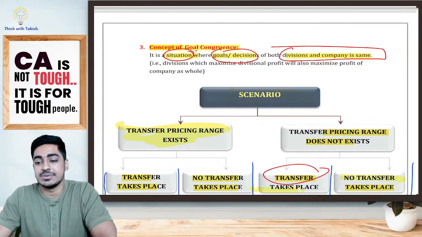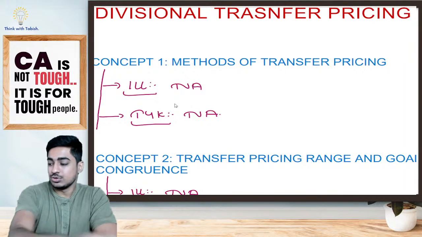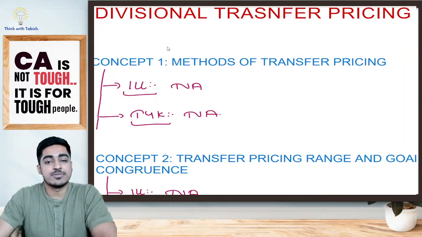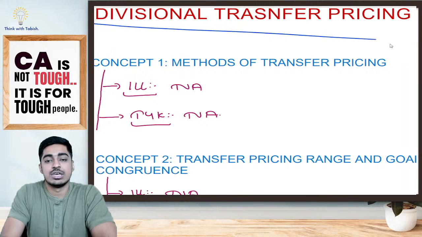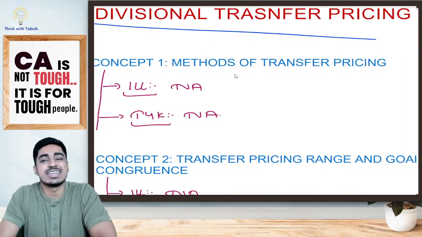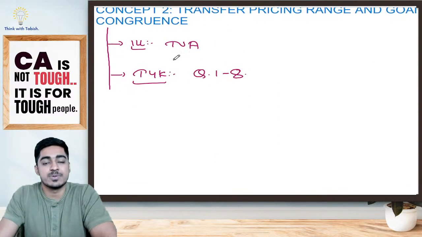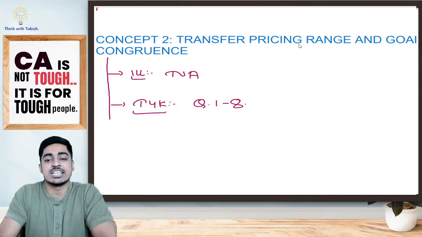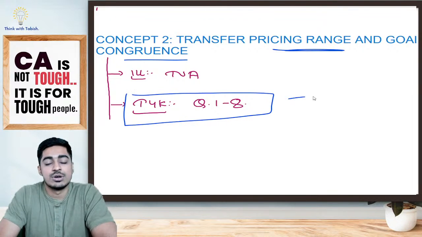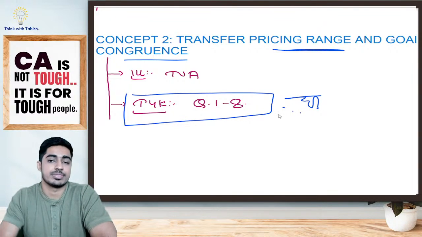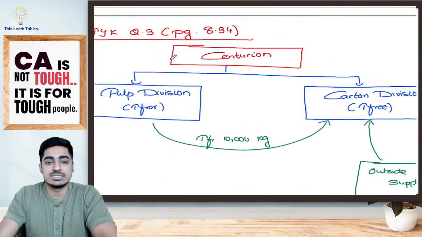Should we begin solving the questions? Everyone, are you ready? So we've done two concepts almost. From the perspective of concepts, everything is over, only little things are pending. So from the perspective of questions, let us have a look. Concept 1, methods of transfer pricing. There are no questions. I've told you it is not very important from the perspective of examination. For transfer pricing range and the concept of goal congruence, there are no illustrations, but test your knowledge questions number 1 to 8 are all based on this concept. So it is important.